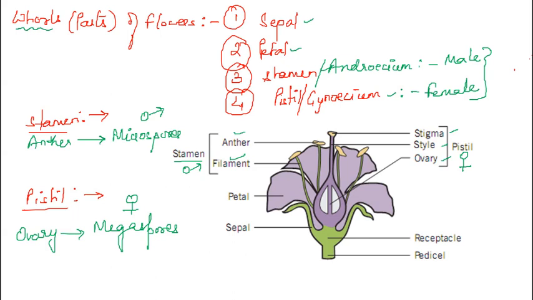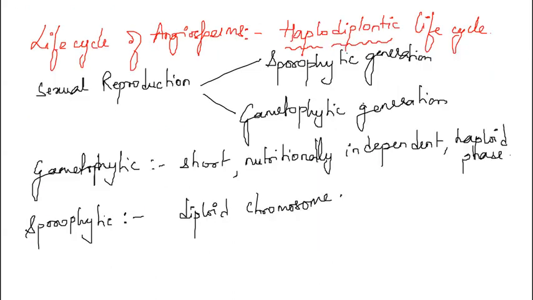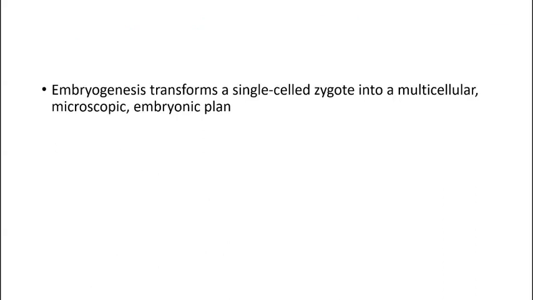Next we need to discuss the life cycle of angiosperm, which is haplodiplontic. What is embryogenesis? Embryogenesis transforms a single-celled zygote into a multicellular microscopic embryonic plant. This is just the definition of embryogenesis. So we need to discuss the life cycle of angiosperm.